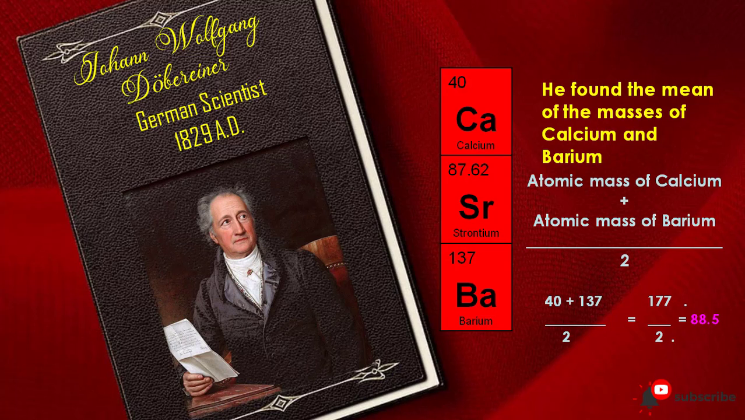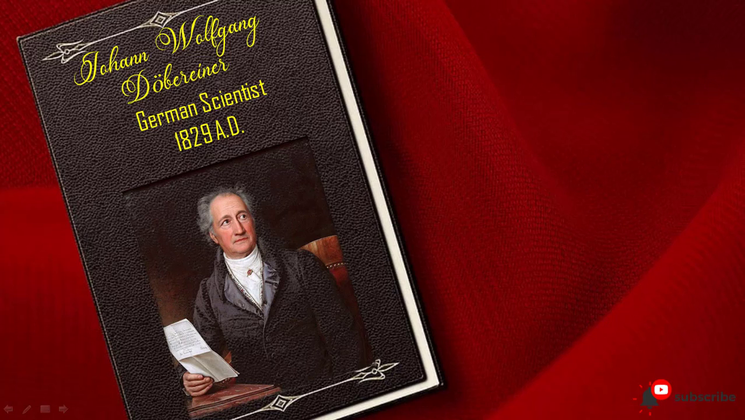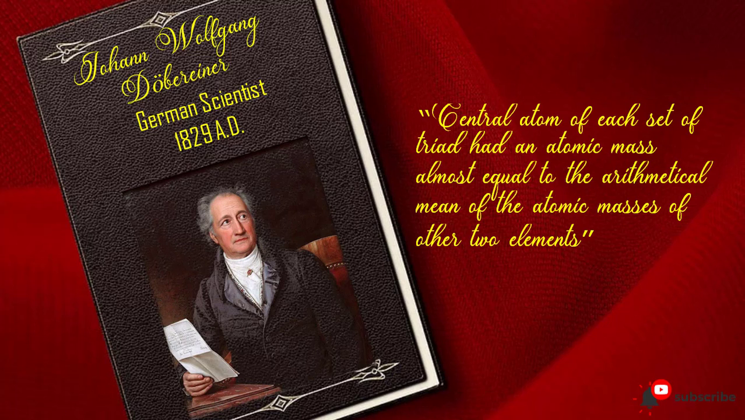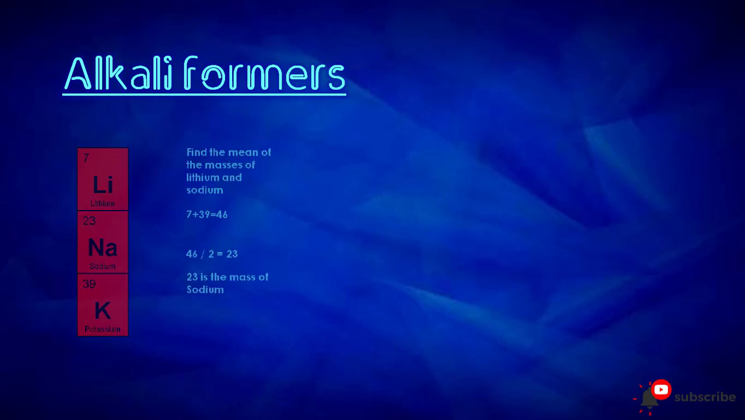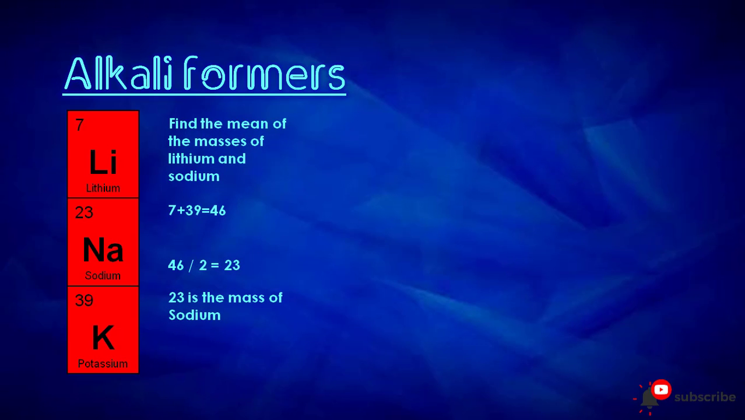This led him to call this group of three a triad, and he proposed the law of triad, which states that the central atom of each set of triad had an atomic mass almost equal to the arithmetic mean of the atomic masses of the other two elements. Here are some examples for which this rule of triad was tested, like alkali formers, that are lithium, sodium and potassium. It was observed that the arithmetic mean of the atomic masses of lithium and potassium is equal to the atomic mass of the central atom in the triad, in this case sodium.